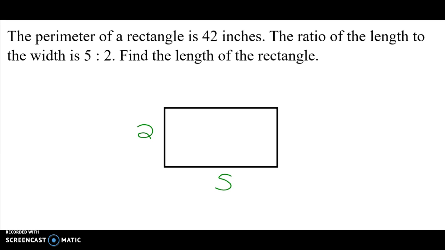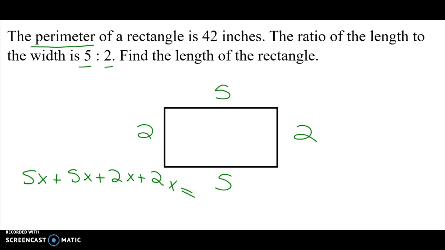How many sides of a rectangle are there, though? 4. And what do we know about opposite sides of a rectangle? They're the same. So, yes, we technically only have 2 numbers here, but if this is 5, then this is 5. And if this is 2, then this is 2. I know this isn't on your notes, I'm just showing you. Now, does 5 plus 5 plus 2 plus 2 add up to 42? No. So once again, we just need to attach an x to all 4 sides and set it equal to what we need the perimeter to be, 42. And then just combine like terms, divide. Okay?